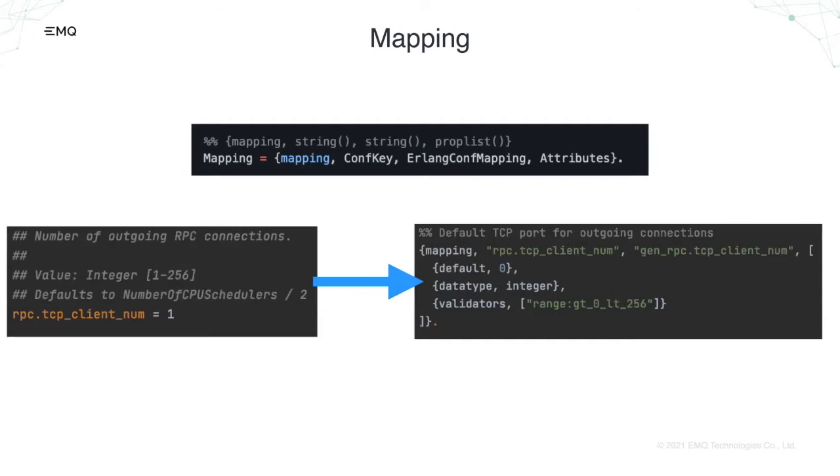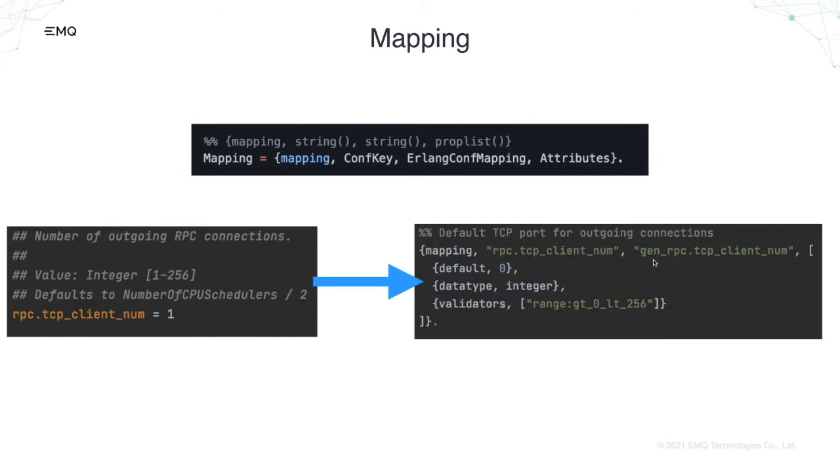Mapping is a 4-element tuple. The first element is a mapping atom, and the second element is a string key that points to a field in the config file. In this case, rpc.tcp_client_num. The third element is a mapping key, the nested location of the thing in app.config in Erlang that this field represents. So in this example, I want the value 1 to be set in the application gen_rpc.